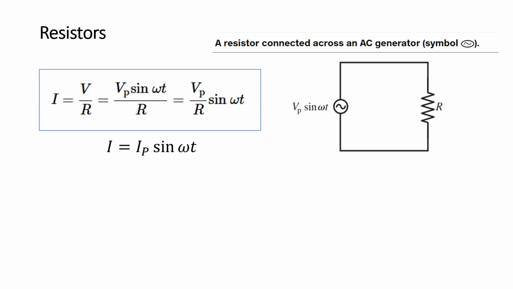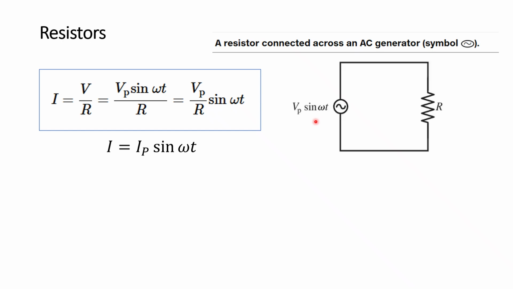First of all, for resistors, you can see the diagram to the right. We have an alternating current on the left and then a resistor. And so you can see the symbol for an AC generator with the wave. And the voltage is going to be the peak voltage times sine omega t.